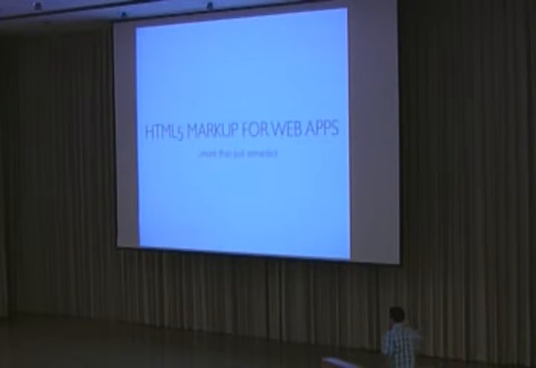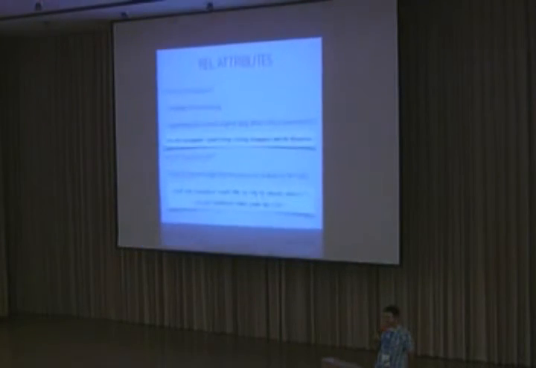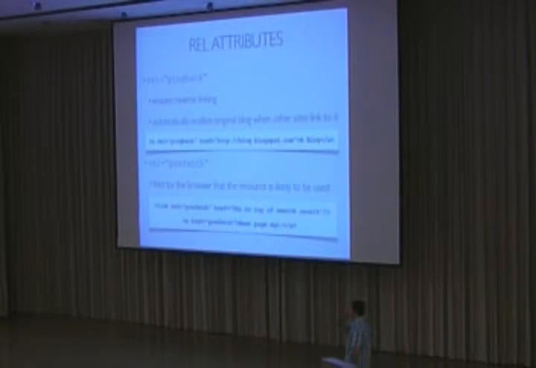So HTML5 markup, more than just semantics. My clicker doesn't work. So there's a couple of things you should be aware of in some of the semantics in HTML5. Two I just sort of realized myself are the rel attributes. There's a couple new rel attributes. So the first is pingback, and the second is prefetch.